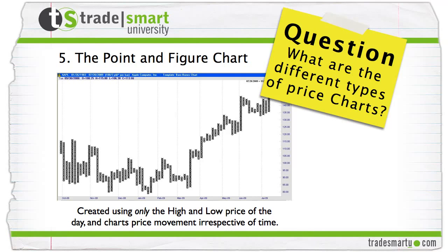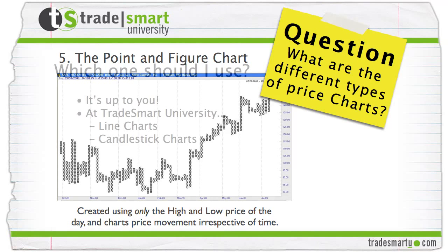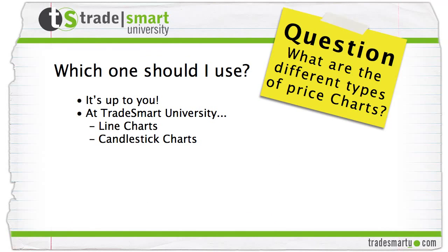So the point and figure chart is a departure from the other types of traditional charting. However, it's very beneficial for you if you get into point and figure type charting, and you can certainly draw certain types of lines on point and figure charts that are much more difficult to draw on other types of charts. Now, the next question that we have is, which one of these should I use?